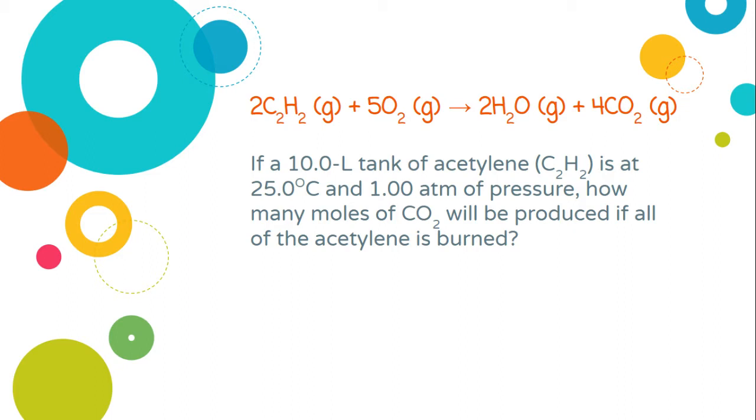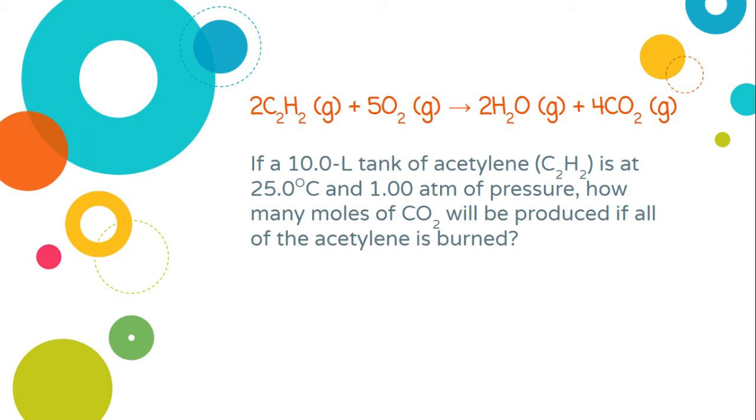So in a stoichiometry problem, we always have to start with a balanced chemical equation. One has been provided for you here in orange. We're looking at the combustion of acetylene. So if we have a 10-liter tank of acetylene, which is C2H2, and it's at 25 degrees Celsius and 1 atmosphere of pressure, how many moles of carbon dioxide will be produced if all of the acetylene is burned?